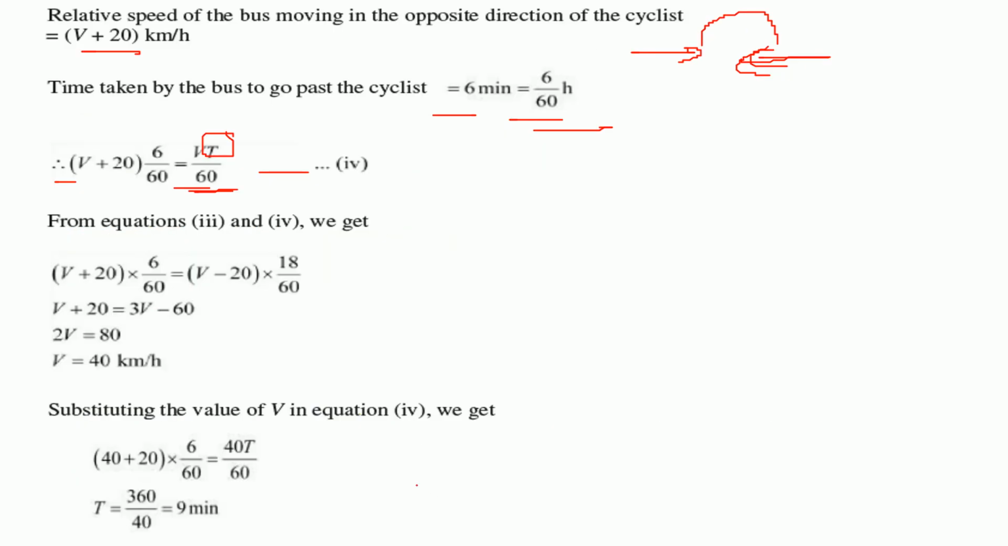When we equate them, we find V equal to 40, and just substituting this in either of these, this one or the previous one, we get time equal to 9 minutes.